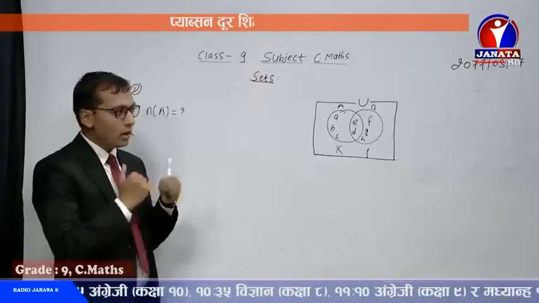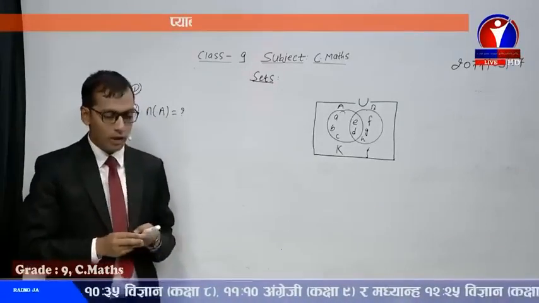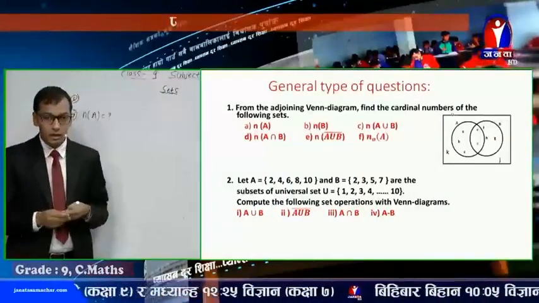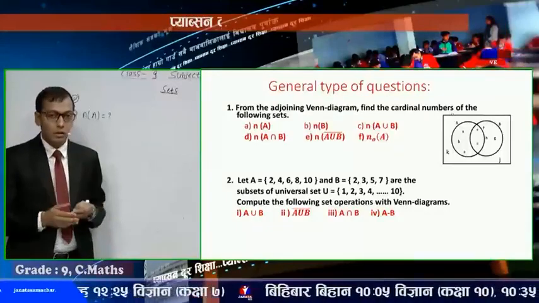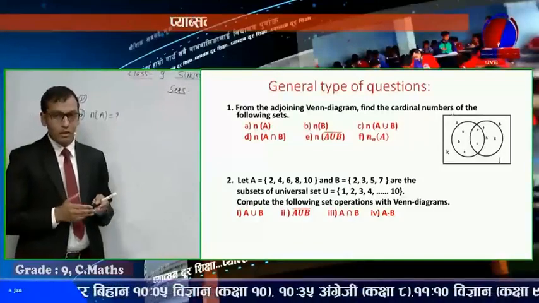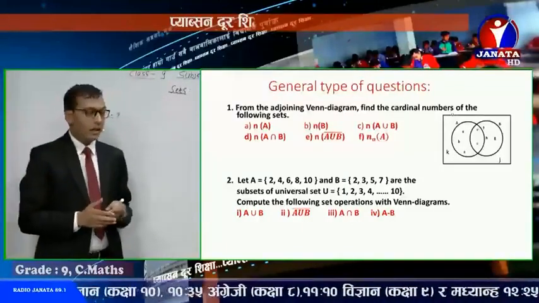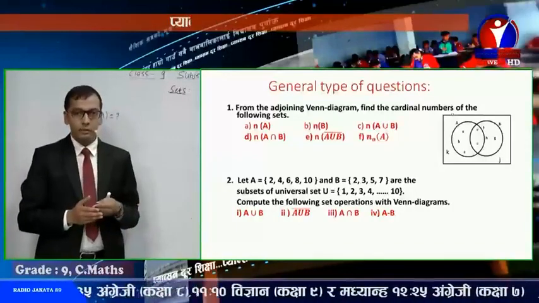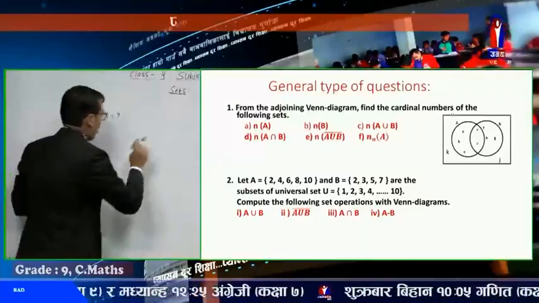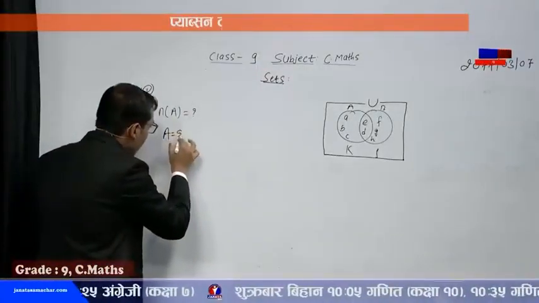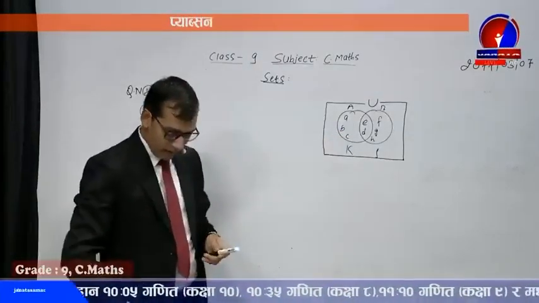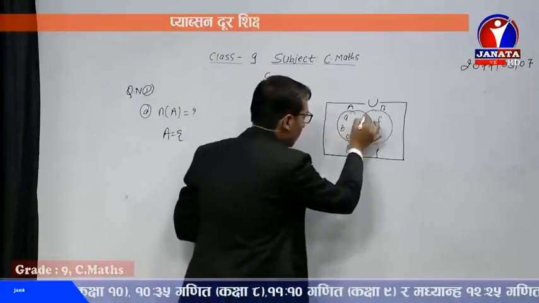I don't need to solve each and every question displayed on the screen, because I have already discussed what the cardinal number is, how to write the elements of set A, set B, and what union, intersection and complement are. Still, this is the first question I am taking here. So let me do the first question, N of A. First of all, what are the elements of set A? Look at the complete circle of set A. Let's have a short look.